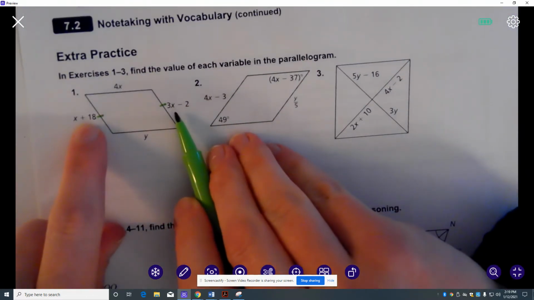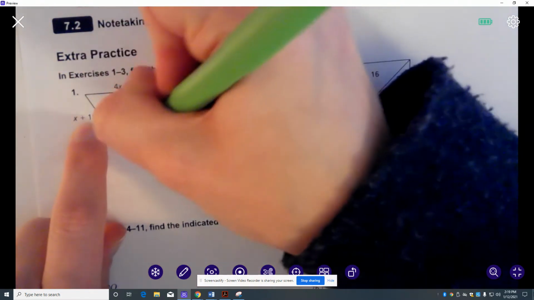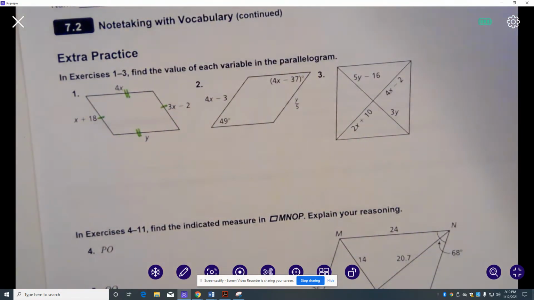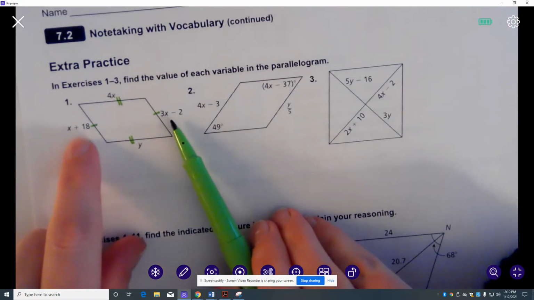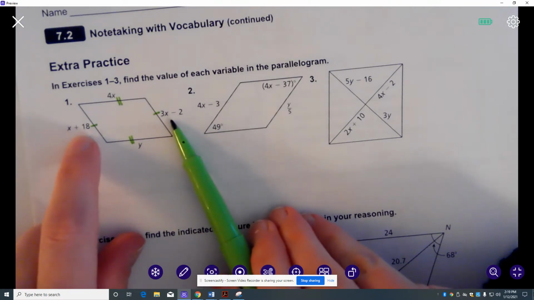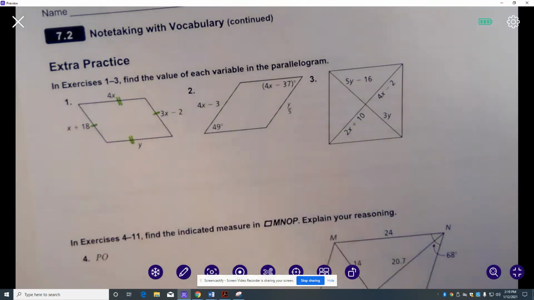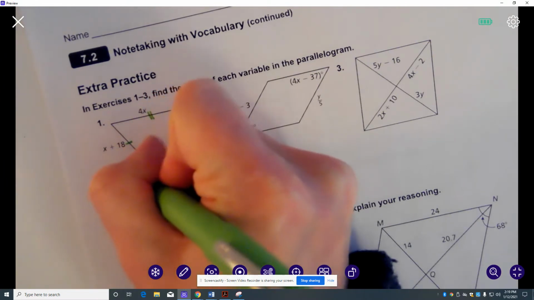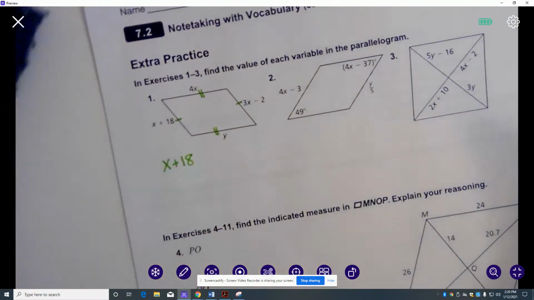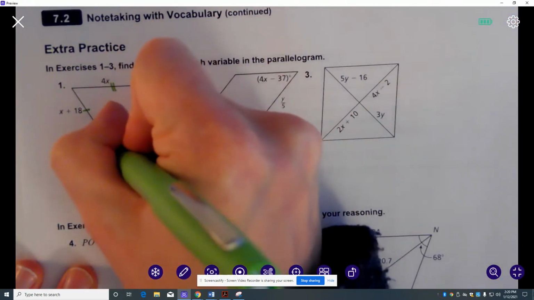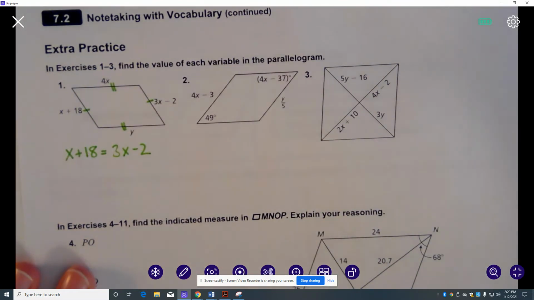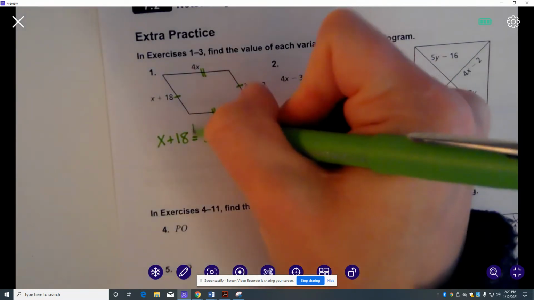So these two sides are equal in length, and these two sides are equal in length. Now, if I want to set up an equation, I want to make sure my equation has one variable. So right now, I don't want to use these two sides because I have an x and a y. Let's set up an equation using these two sides. Since these two sides are congruent, we know that the length x plus 18 has to be equal to 3x minus 2. And we're going to go ahead and solve this equation for x.